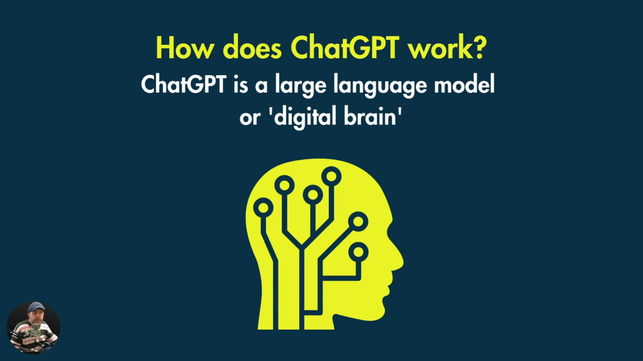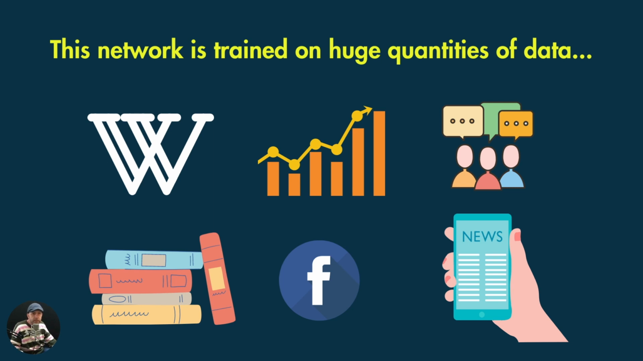But how does ChatGPT work? Well, the technical term for a tool like ChatGPT is a large language model, but the best way to think of it is as an emulation in code of the human brain. It's an artificial neural network. And this network is trained on huge quantities of data.